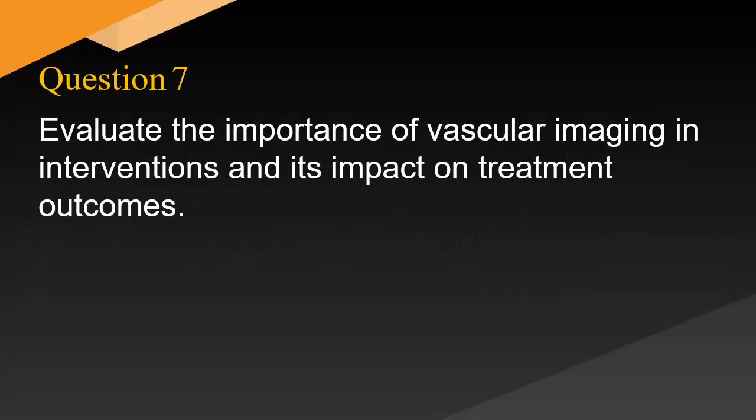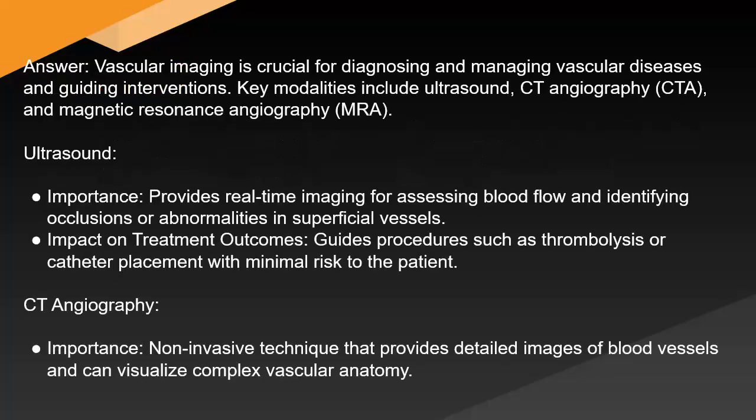Evaluate the importance of vascular imaging in interventions and its impact on treatment outcomes. Answer: vascular imaging is crucial for diagnosing and managing vascular diseases and guiding interventions. Key modalities include ultrasound, CT angiography, CTA, and magnetic resonance angiography, MRA. Ultrasound importance: provides real-time imaging for assessing blood flow and identifying occlusions or abnormalities in superficial vessels.